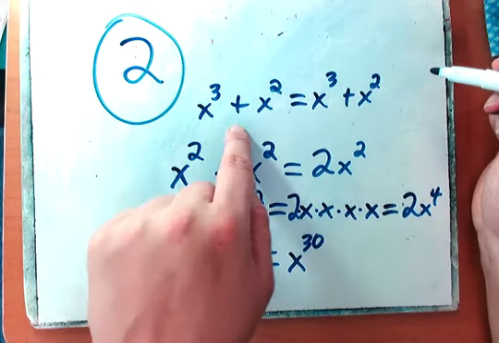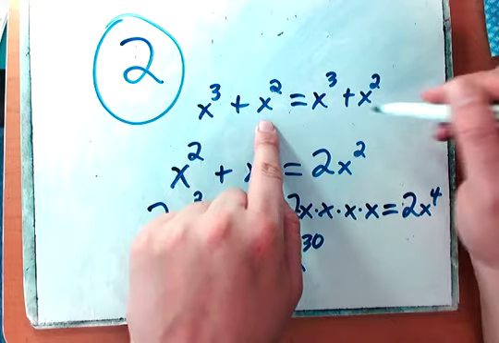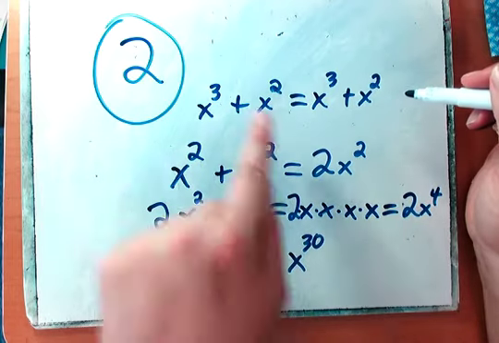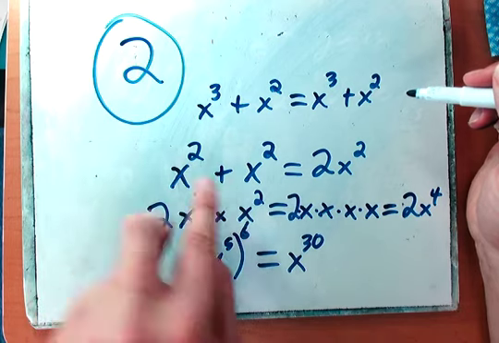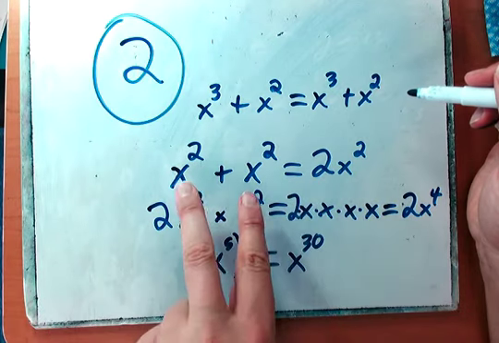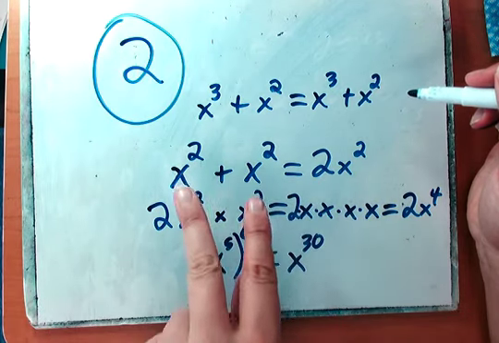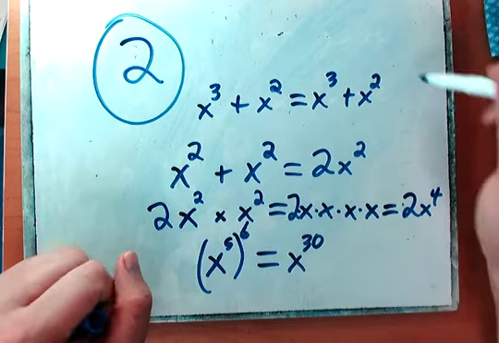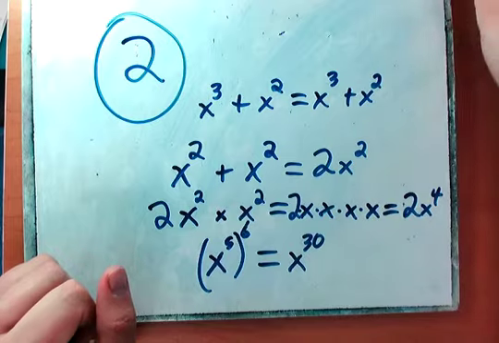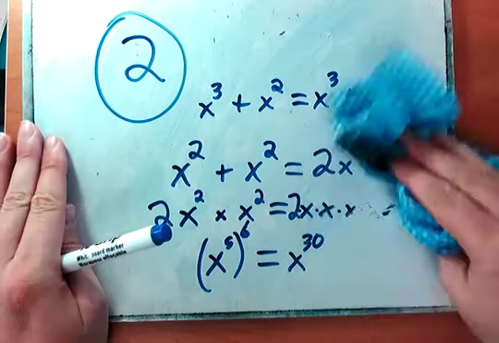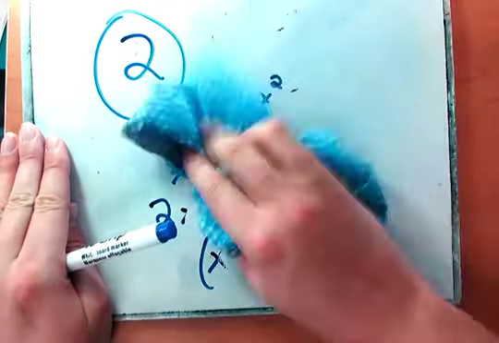X to the third plus x squared just equals the same thing. You cannot simplify that anymore. Whereas x squared plus x squared is two of these things because I have two of the exact same thing. Now those are the power rules, and so let's actually get into applying these in practice.